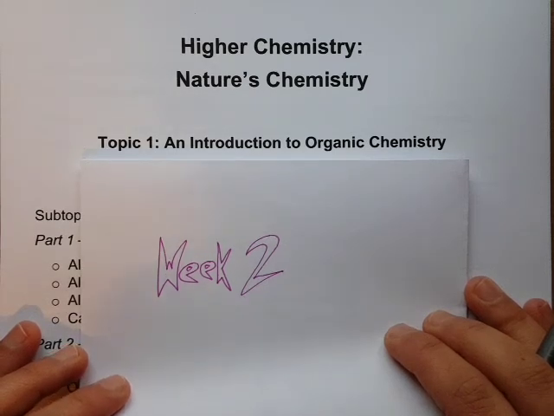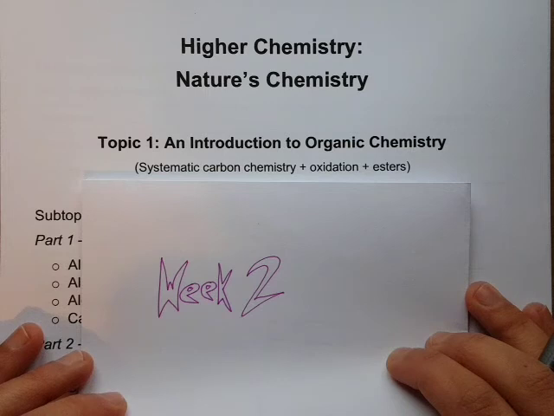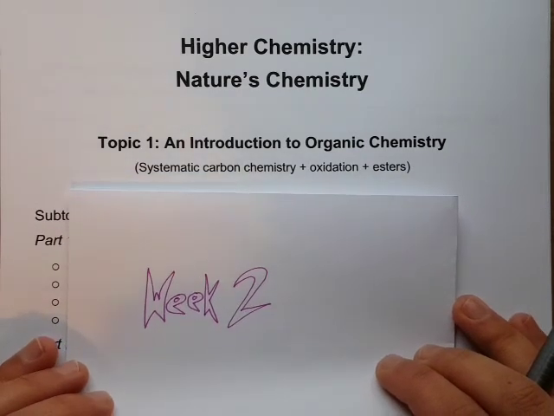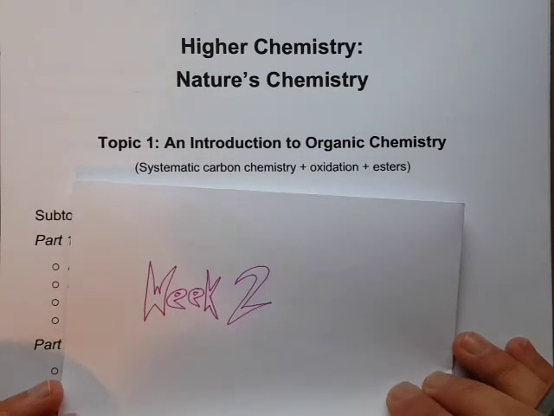So just so you know, what we're looking at in this topic is systematic carbon chemistry, oxidation and esters. Those are the kind of keywords you want to look out for in other areas. But I think it makes more sense to cover some of the core chemistry first. And then we're going to move on, like I say, to look at chemistry of cooking and cosmetic chemistry later on. So, like I say, this is week 2.